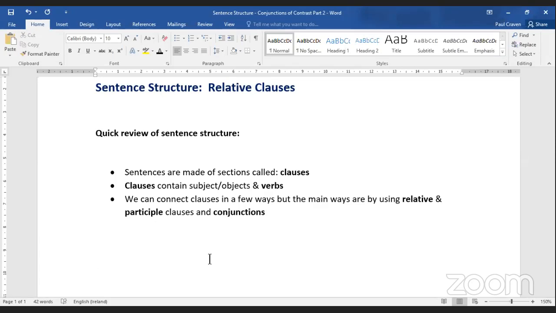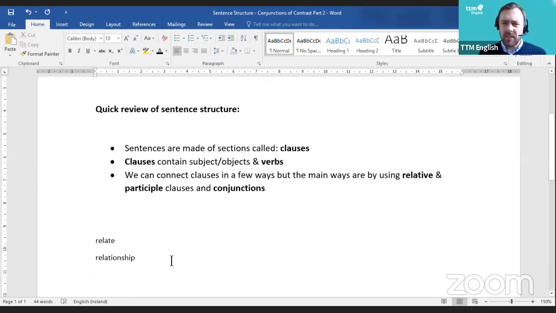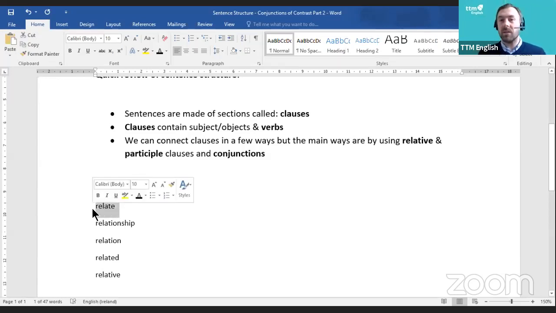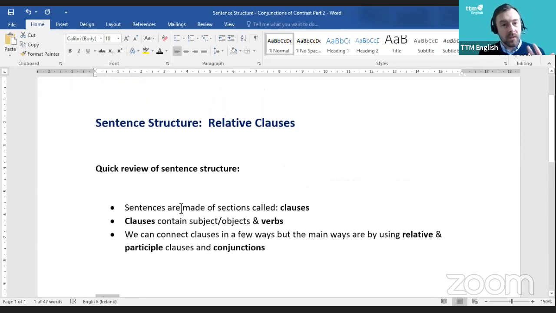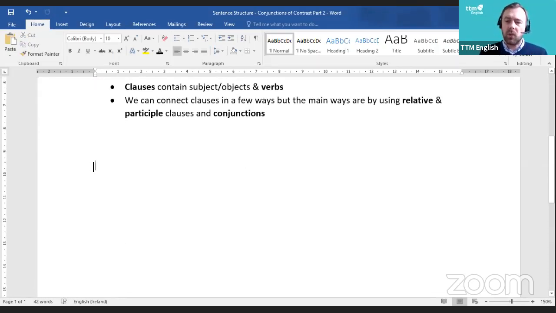Relationship. Yeah, okay, relationship. So if we think about it, you've got relate, that's the verb, to relate. Then you've got relationship. Then you've got relation. They are a relation of mine. Then you've got related, and then you've got relative. So we're coming from this root, this idea that something's related, it's connected. That's what a relative clause is all about. So if we take that away, what do you think a relative clause is? Just summarize that for me.